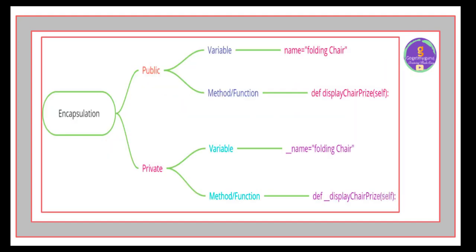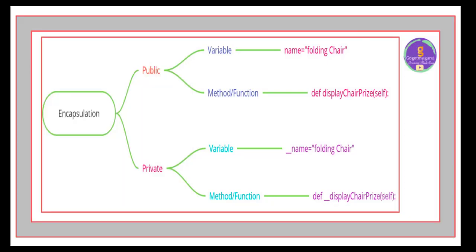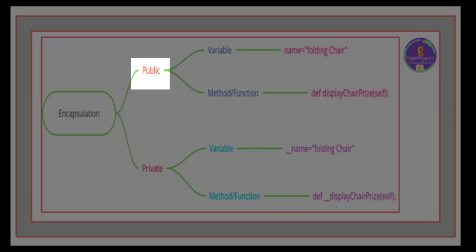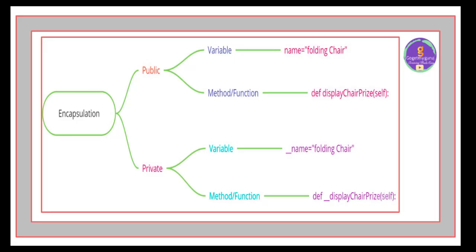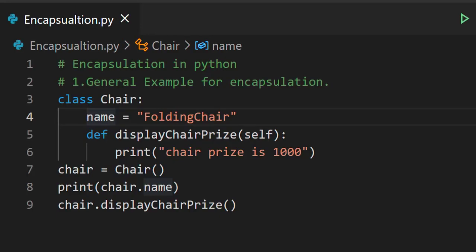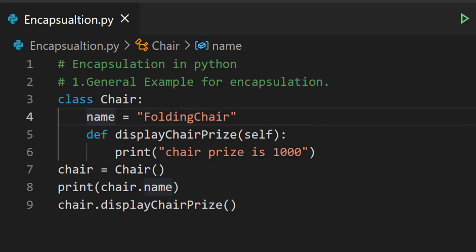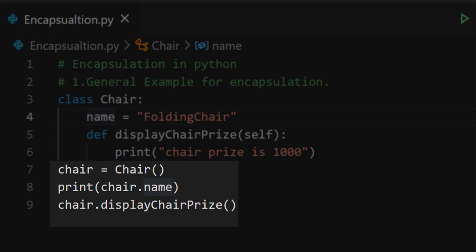In encapsulation, there are two access specifiers to protect or restrict the data members of the class. The data members of the class are variables and methods. The first is public and another one is private. In public, you can access variables and methods of a class within or outside the class. Here, the scope of the variable and method is public. So, we are accessing this variable and method outside the class, that is chair.name and chair.display chair price.